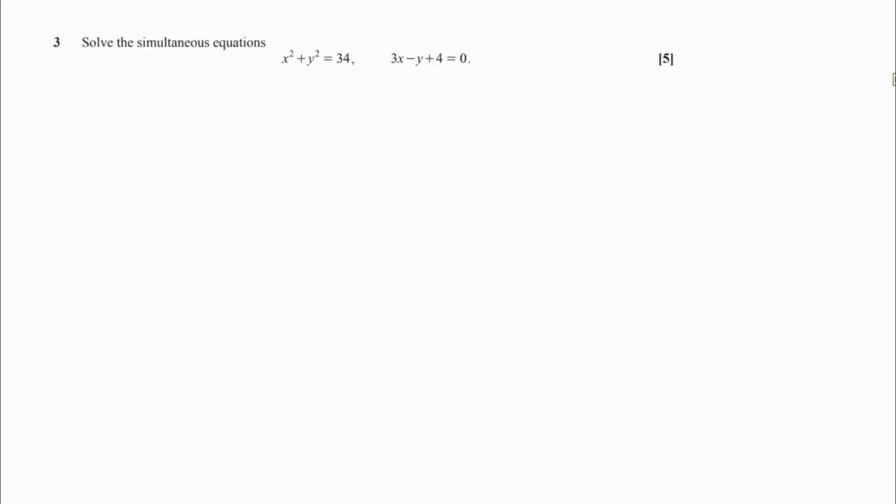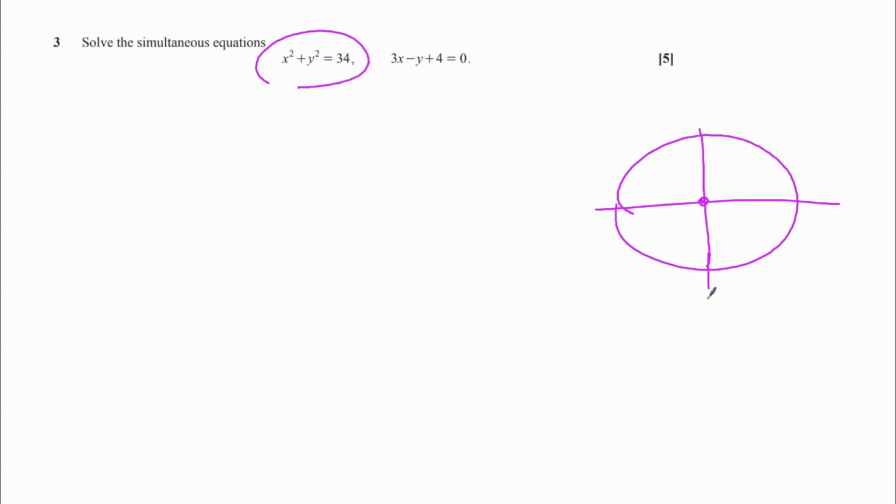Question 3, solve the simultaneous equations x squared plus y squared equals 34, and 3x minus y plus 4 equals 0. We have a circle here. The circle is centered at the origin, and the radius of the circle is square root of 34. So we have a circle like this at the origin, and then we have a line on the other side.